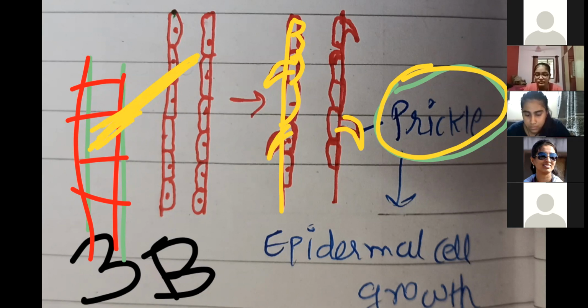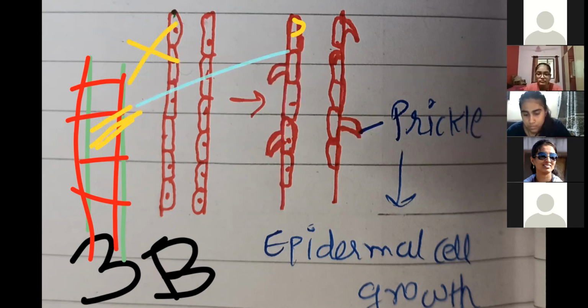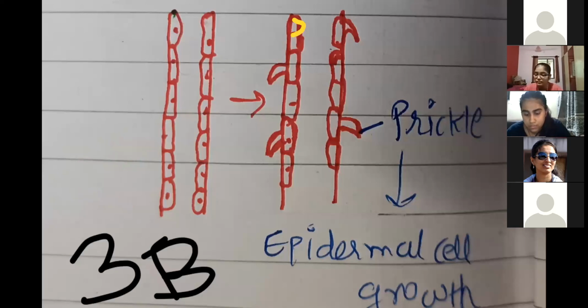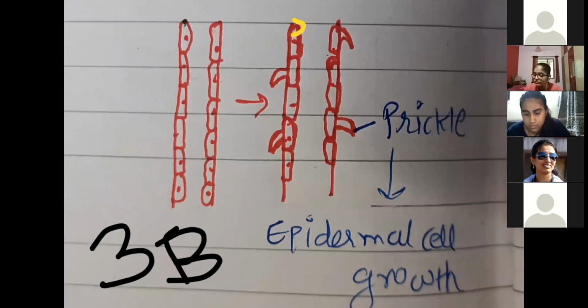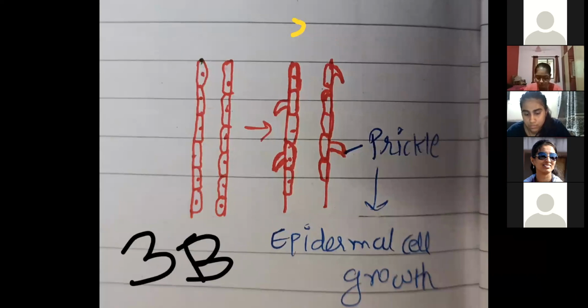But thorns, being internal, cannot be easily removed. These are the differences between prickles and thorns. So remember, prickles are just epidermal outgrowths, epidermal cell growth, example rose. Anyone have a doubt in this, prickle, spine and thorn? Let me know so I can repeat again. No, ma'am, clear.